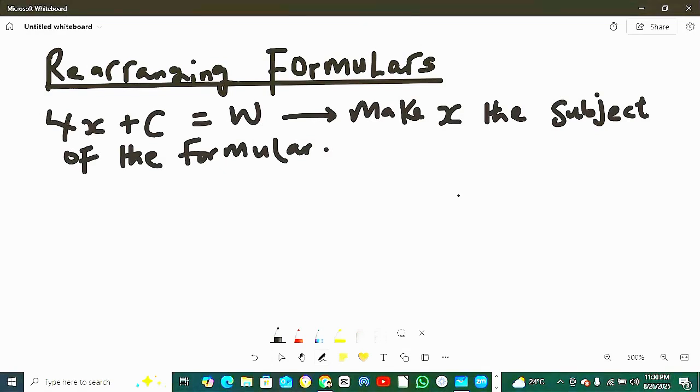So we're looking at rearranging formulas. 4x plus c equals w. Make x the subject of the formula.